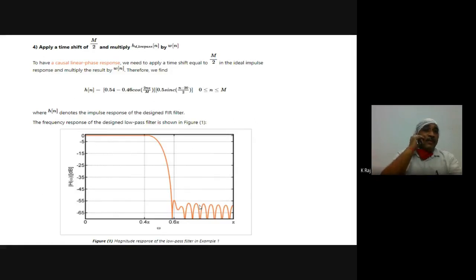Now apply a time shift of M by 2 and multiply the derived impulse response by the window. To have a causal linear phase response, we need to apply a time shift equal to M by 2 in the ideal impulse response and multiply the result by w[n]. Therefore we will find h[n] equal to 0.54 minus 0.46 cos 2 pi n by M, multiplied by 0.5 sinc of (n minus M by 2) by 2, where M is 40, so n minus 20 by 2. So this is the h[n] which we have derived from the previous steps.